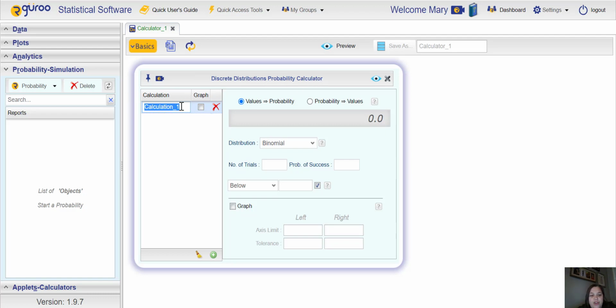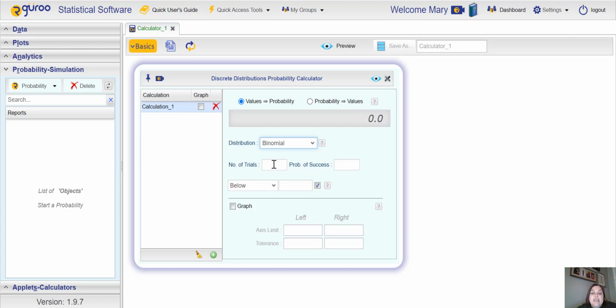There's already a box here so you can name your calculation. I'm just going to leave it calculation 1. And then as we do calculations, you can either edit this current calculation to do more problems, or you can add a new calculation for every problem that you do. It's up to you. You want to make sure that we're going from values to probability. So make sure that's what is chosen. And then under distribution, make sure it says binomial. If not, click on binomial in the drop down.